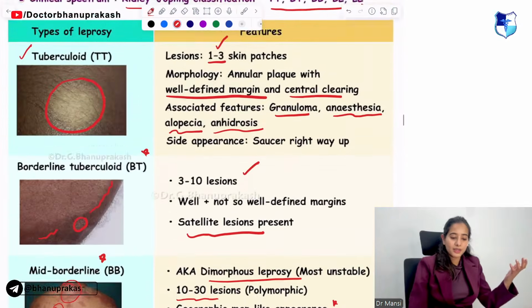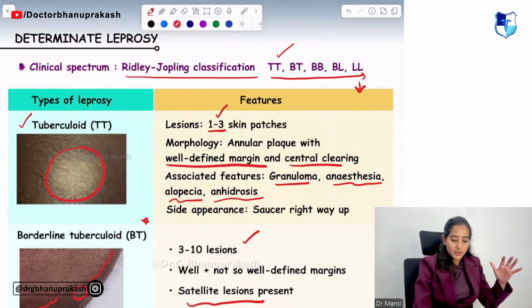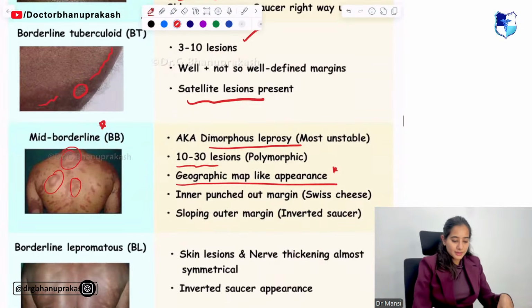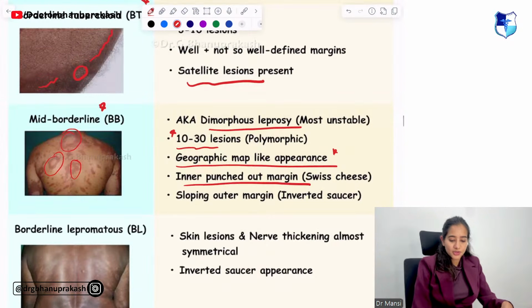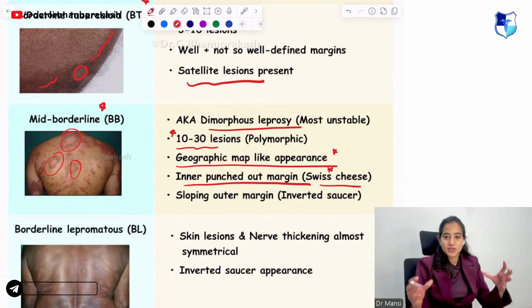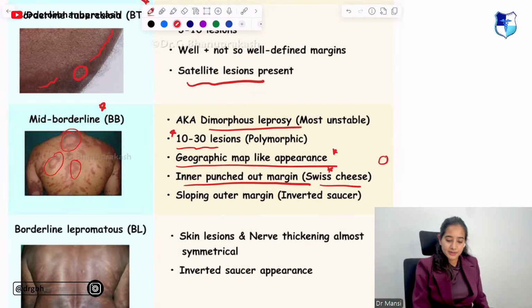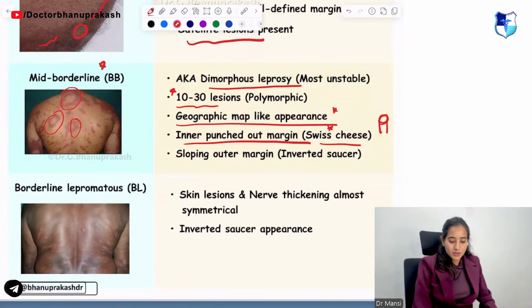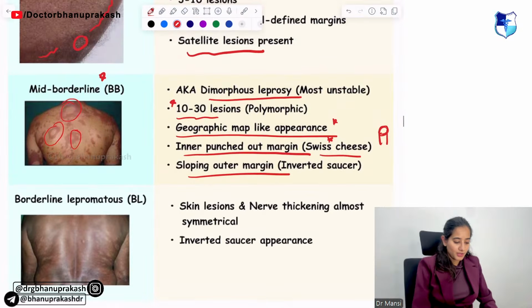Again I am repeating, because the immunity is going down, the lesions are increasing in number, and this has 10 to 30 lesions. All are polymorphic, with different appearances. There is an inner punched out margin, like Swiss cheese. You must all have seen Tom and Jerry, where Jerry used to eat that cheese, which has a hole, an inner punched out appearance. Then there is the inverted saucer kind of margin in your mid borderline type.